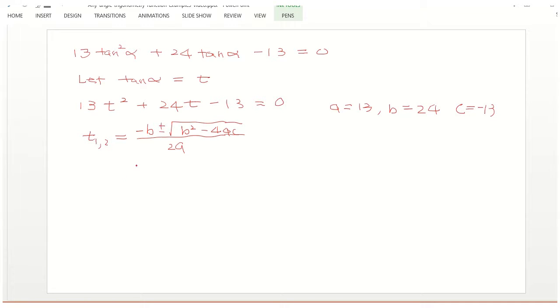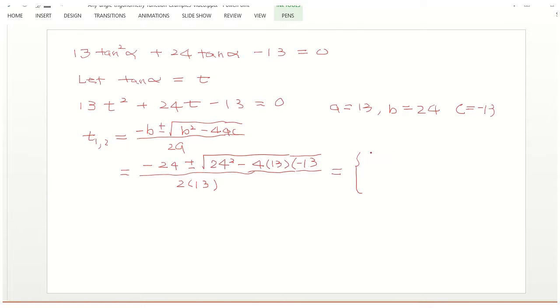So this equals negative 24, plus or minus the square root of 24 squared subtract 4 times a, which is 13, times c, which is negative 13, all divided by 2a, which is 2 times 13. Solve for this. We get two values.